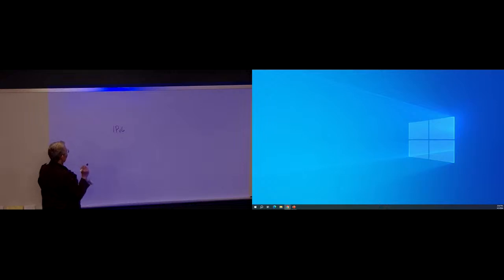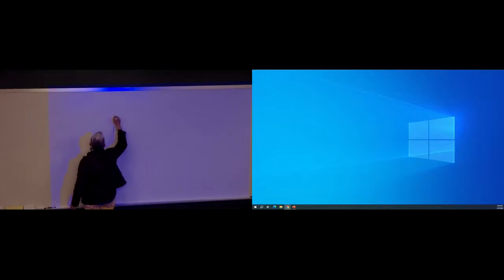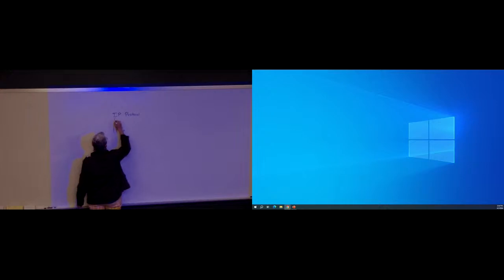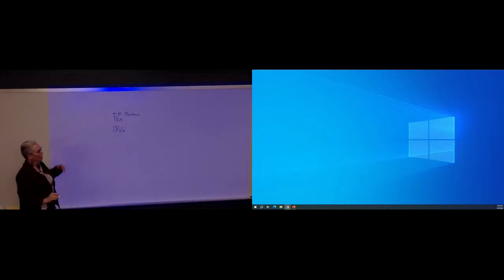IPv6. Okay, so one question that wasn't in here that I would like to ask, and this is related to IP protocol in general, right? So we're dealing with the IP protocol, and under the IP protocol falls IPv4 and IPv6. What are 3 characteristics of IP?